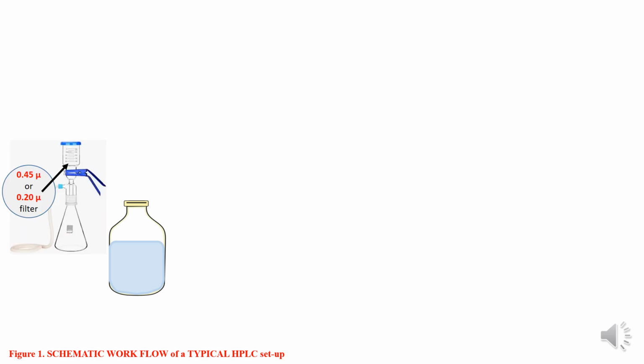Here's a figure depicting the schematic workflow of a typical HPLC setup. We have a solvent reservoir, and the solvent reservoir is filled with the solvent system used for the separation process. Before filling the solvent reservoir with the solvent system, the solvent or the mobile phase has to be filtered using a 0.45 or 0.2 micron membrane filter under vacuum. This is done in order to remove any particulate matter or impurities present in the solvent.